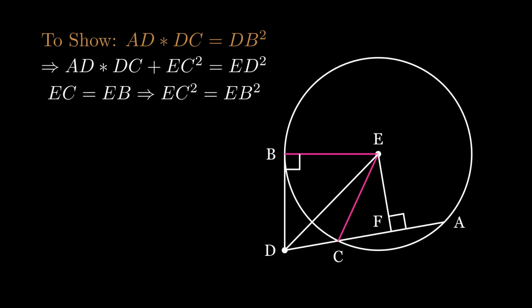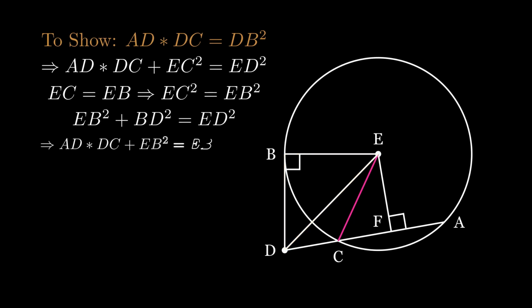EC is equal to EB because they are radii of the same circle, so EC squared is equal to EB squared. Triangle DEB is a right triangle, so EB squared plus BD squared is equal to ED squared. Therefore, AD times DC plus EB squared is equal to EB squared plus BD squared. Subtracting EB squared from both sides gives that AD times DC is equal to BD squared.